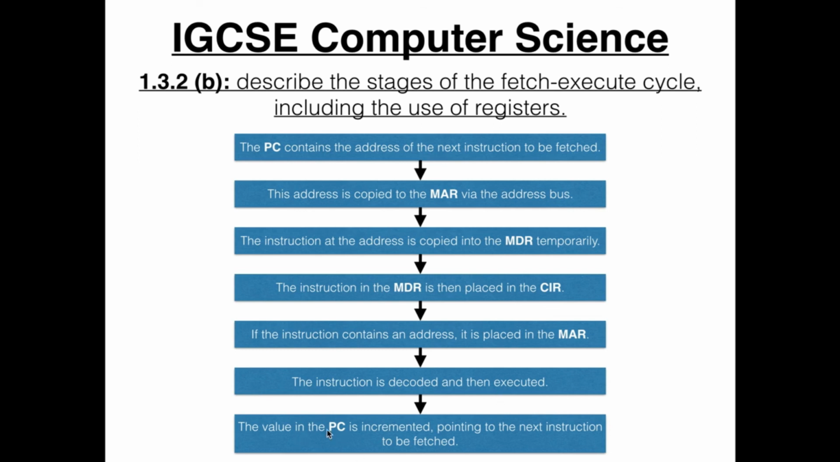Then the value of the PC is incremented, pointing to the next instruction to be fetched. This is called the fetch execute cycle because this happens in a cycle. It keeps cycling because there's always an instruction to be processed. For example, when I'm moving my cursor, there's always an instruction being fetched and executed as I move this. That's pretty much how it works. And we're going to look at the input and output devices in the next two topics, which is quite a lot of theory, but it's all fun theory. It's nothing too boring. So yeah, that's it.